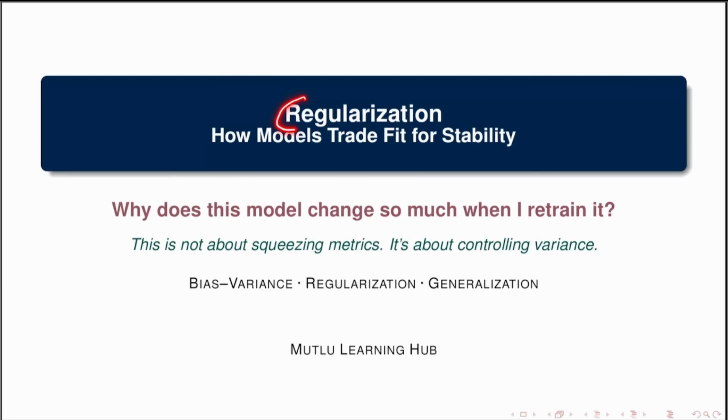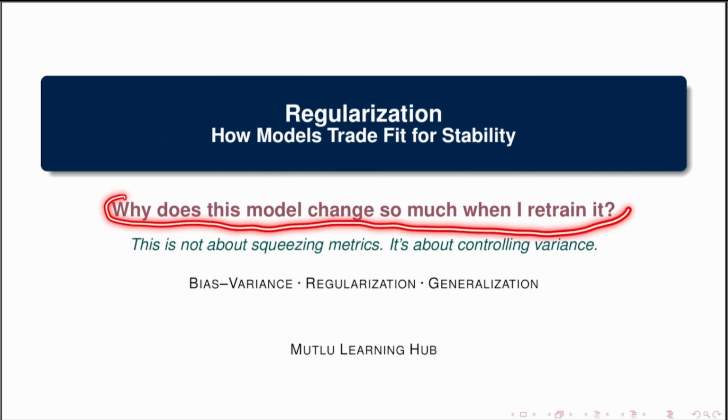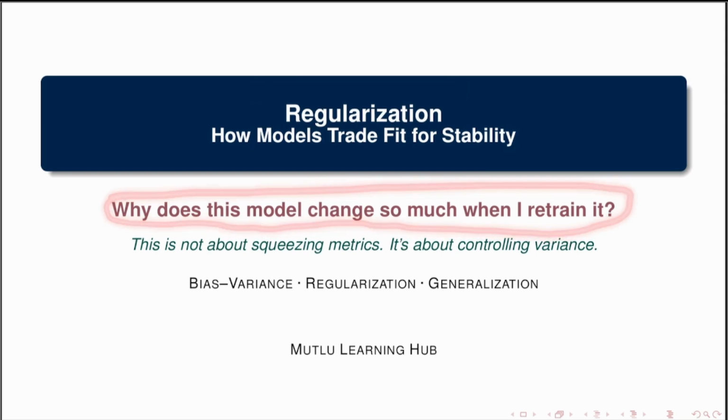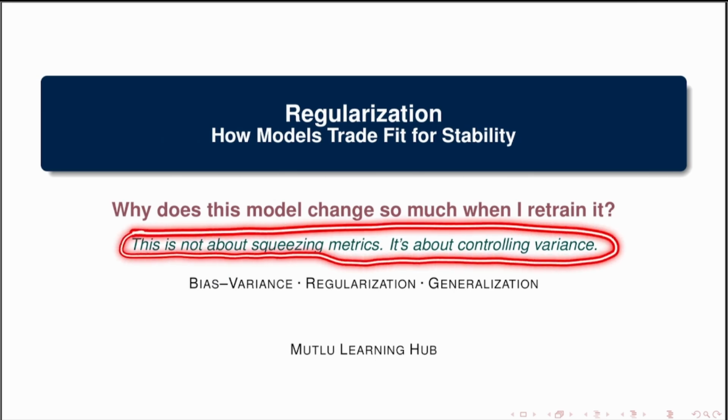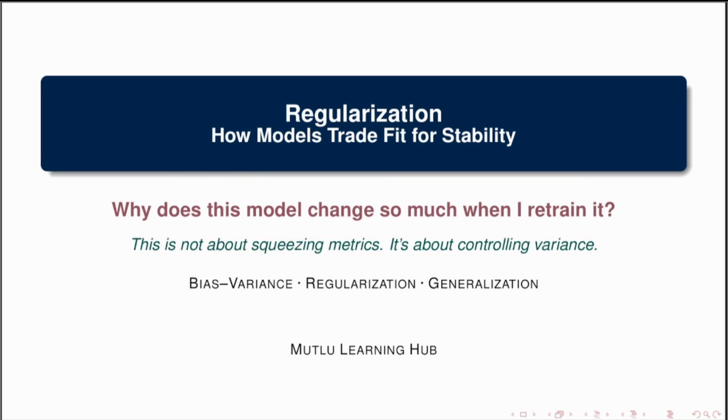Today's topic is regularization. Sometimes you train a model, you like the validation score, and then you retrain, and it feels like you build a completely different model. Same data, same code, different weights, different feature importance, sometimes even different prediction. That's what this video is about. This is not about squeezing out 2% more accuracy, it's about stability. It's about controlling variance, so your model behaves the same way when the data changes just a little.